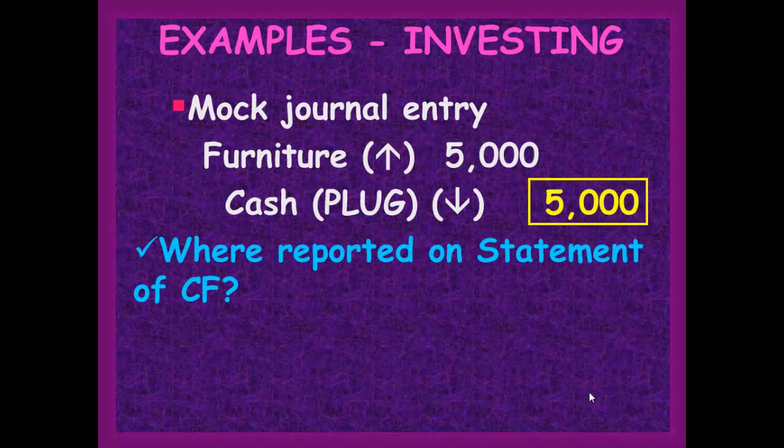We obviously paid $5,000 cash to buy furniture. What section of the statement of cash flows is that going to go in? Operating, investing, or financing? This is the investing section. Buying and selling non-current assets, property, plant, and equipment is investing. Now that's critical, folks. We've got to get in our mind what goes into each section.